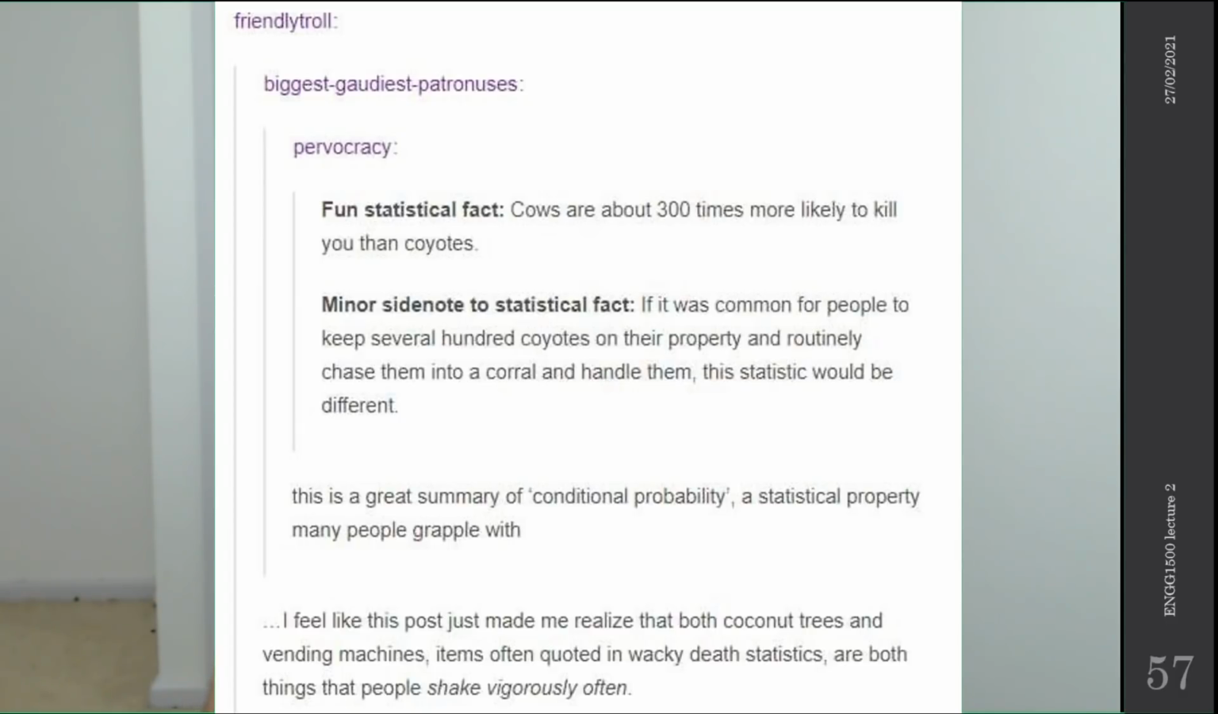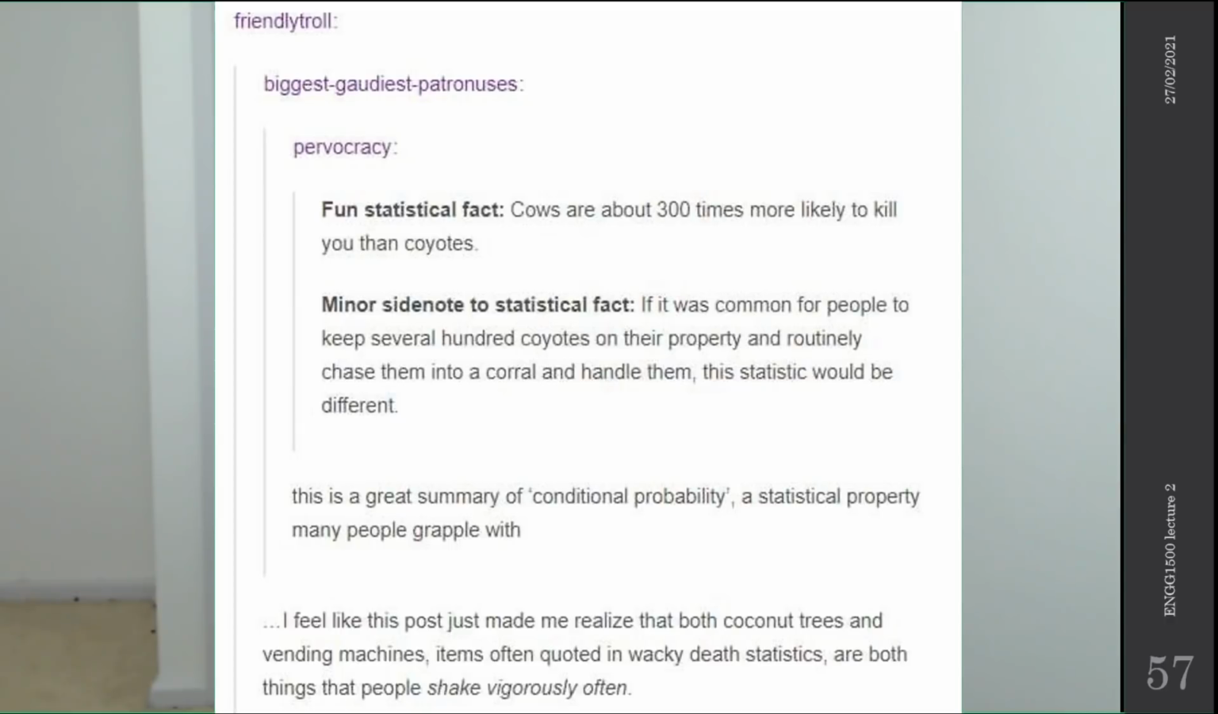So cows are 300 times more likely to kill you than coyotes. Yeah, that's because we farm cows. We don't farm coyotes, right? So that doesn't tell me that a cow is necessarily 300 times more dangerous than a coyote if I meet one out in the bush. It's not 300 times more likely to kill me. I should be just as scared of the coyote, all right? So that's just an easy way where people can misinterpret data based on a true fact.